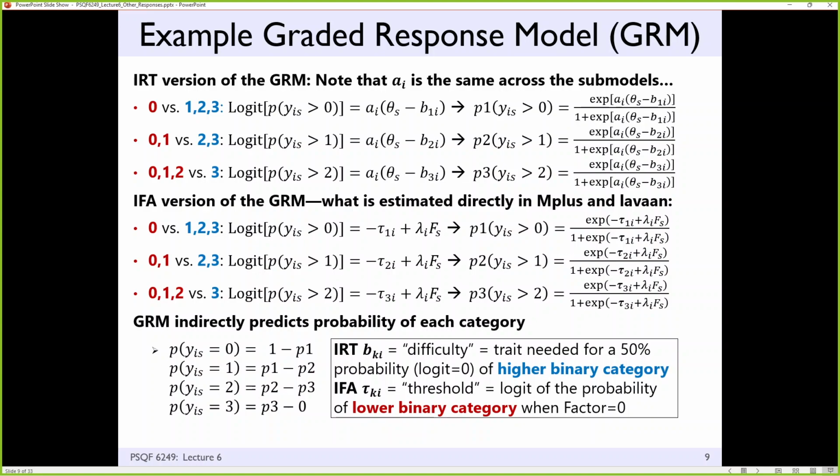Okay, so in order for the model to predict the upper category, we have to get rid of the threshold and turn it into an intercept, essentially. So -1 times the threshold is taking the place of where an intercept would be. That way, the intercept predicts the logit of the higher category. The factor loading predicts the logit of the higher category as well. And indirectly, you can get the probability of any one category by working across the submodels as shown here.